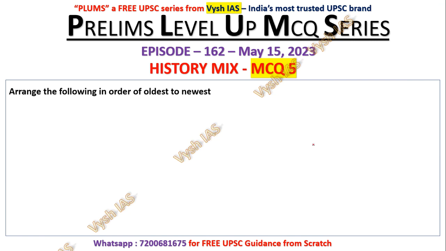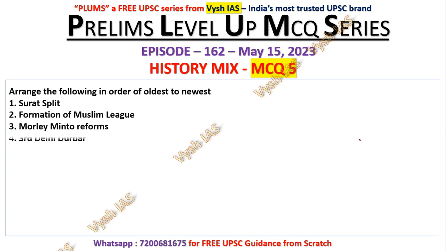Question number 5. Arrange the following in order of oldest to newest. Okay, this is the favorite thing of UPSC. They will ask you the timeline or the year or the chronology. So here if you see: Surat split, formation of Muslim League, Morley-Minto reforms, and third Delhi Darbar.